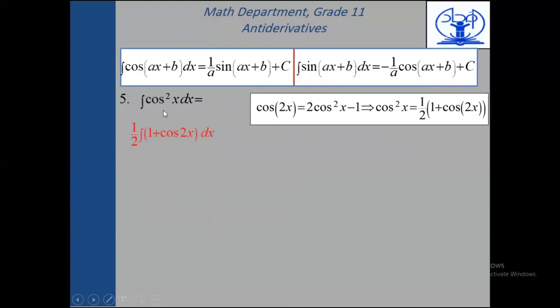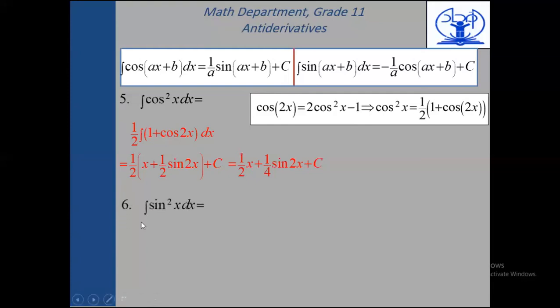So replacing cosine squared x by this, I'm not integrating, I'm just replacing cosine squared x by this expression. Half is constant, get it outside. Now inside the integral, you will get 1 plus cosine 2x. Now the integral of 1 is x. Cosine 2x is cosine of a linear angle, so it's 1 over 2 sine 2x. And this will be the final answer.